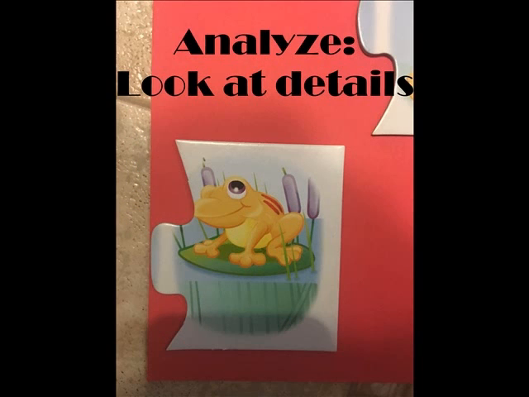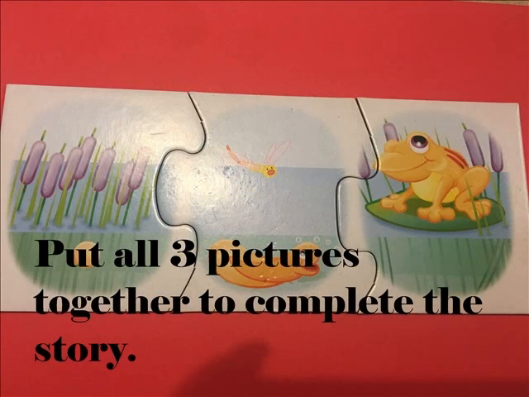Now that we have the first 2 pieces, we need to analyze the third piece. We see a frog in the water. Does it make sense that the frog would come last? Yes, it does. We have all 3 pieces of the puzzle together. We have sequenced the events of this story.